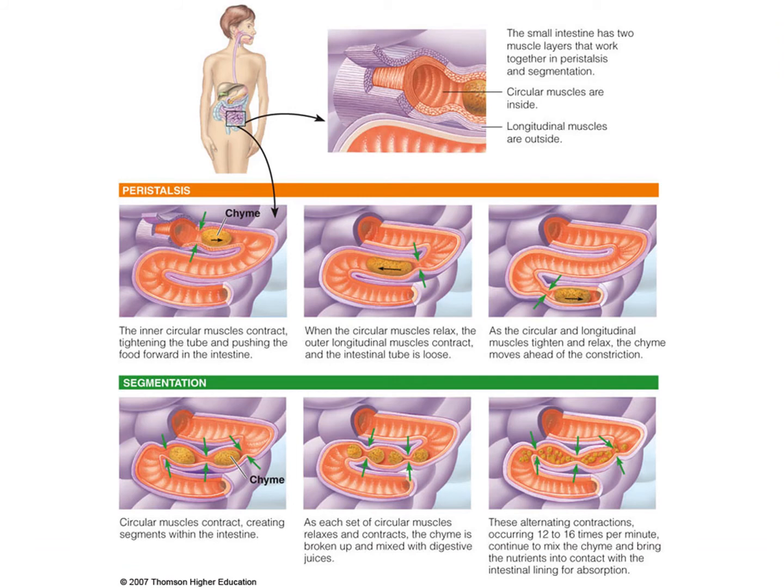So here is a visual of segmentation and peristalsis. In the top row, you see peristalsis, and again, this is moving chyme forward, so it's squeezing and pushing everything to go in one direction. And then the second row of pictures is segmentation, and that is to mix chyme with the digestive juices and keep it in contact with absorbing cells.